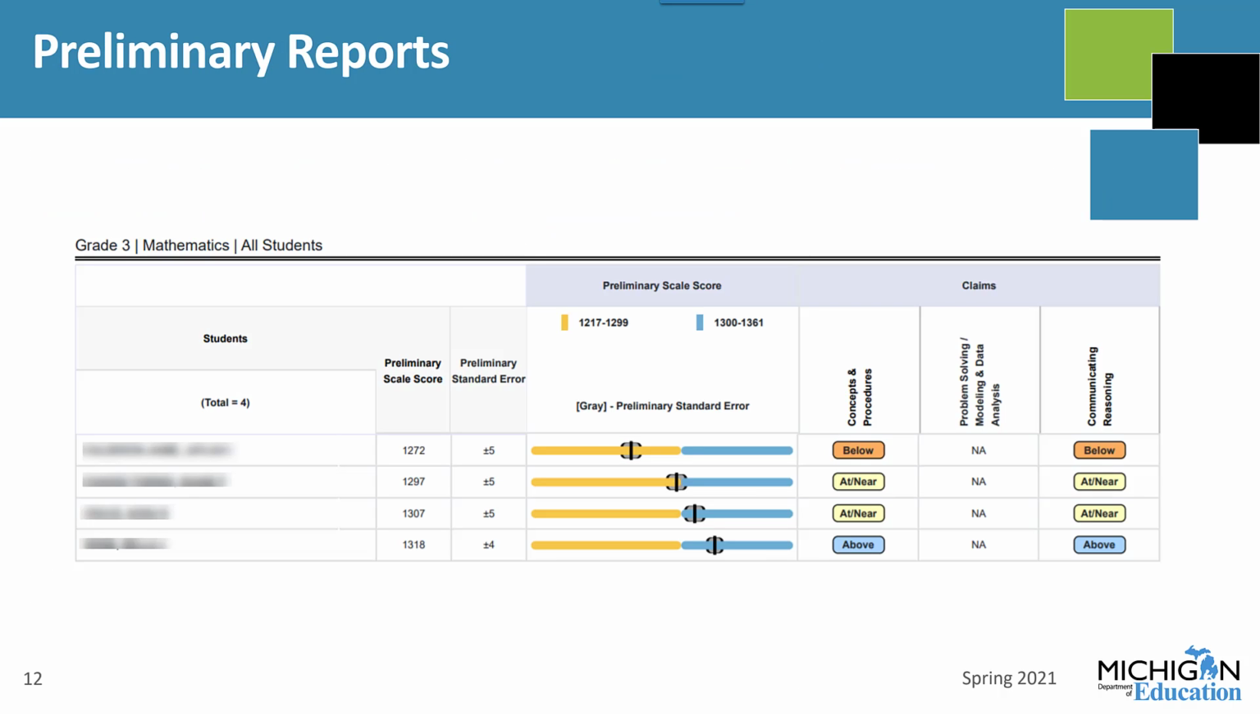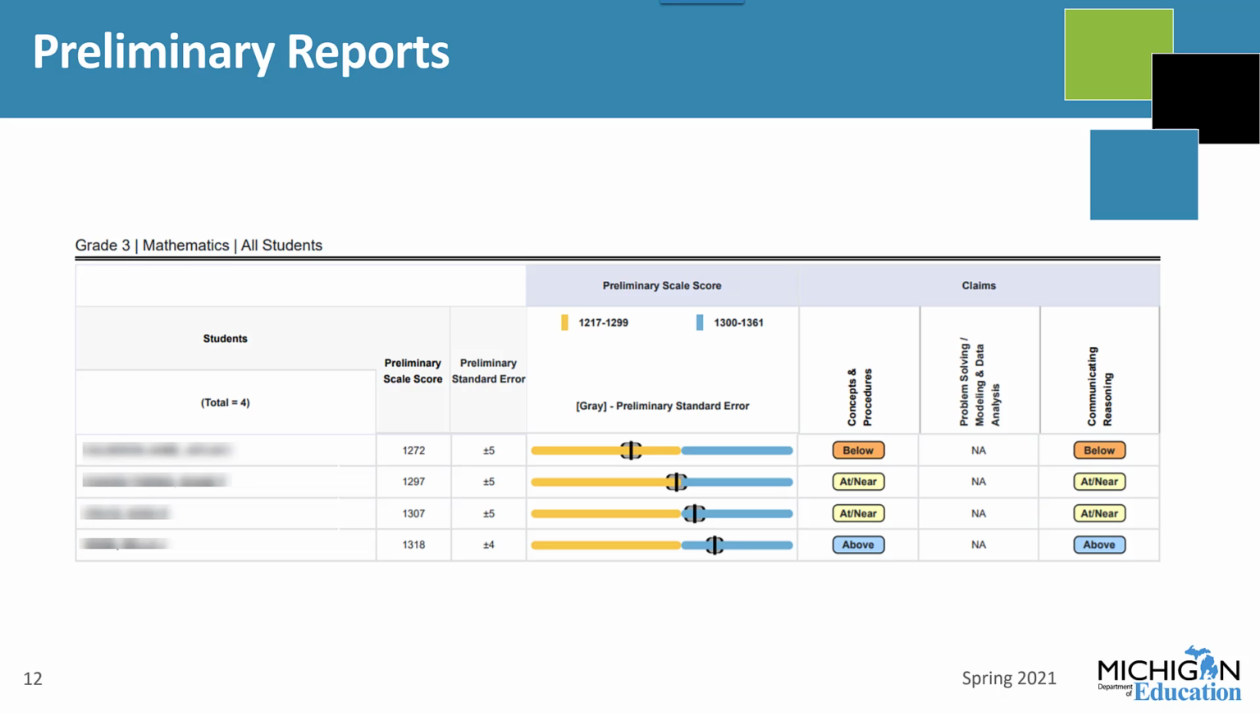This screenshot shows you an example of a 3rd grade mathematics preliminary report. The preliminary scale score is plotted as below or above benchmark, which is the proficiency designation or cut. Not proficient, partially proficient, proficient, and advanced designations are not available until the final score reports.